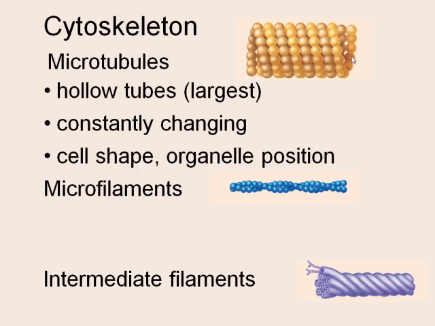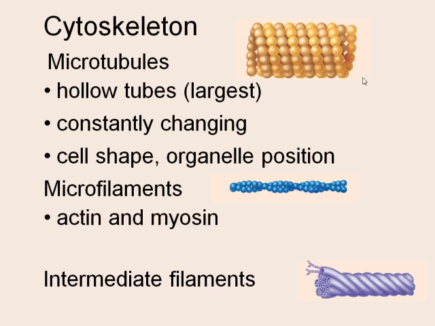Because these are so actively changing their length, these are involved in cell shape. They also keep the organelles in position. The nucleus, for example, is pretty much always found in the center of the cell. Why? Because the cytoskeleton holds it there.